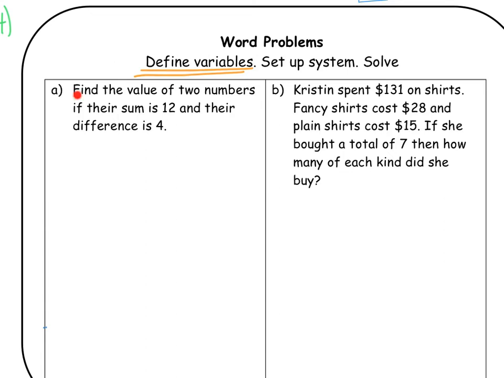So it's asking us here to find the value of two numbers if their sum is 12 and their difference is 4. So we have two numbers, and since it's a system of equations, we're going to let x equal the first number, and y is the second number.